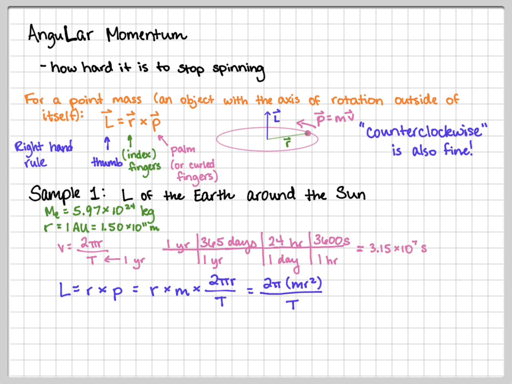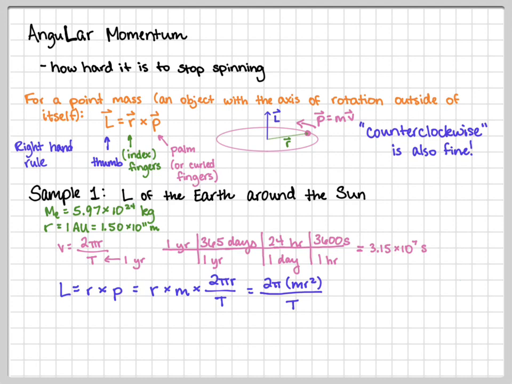And then for my velocity, I had to think about it for about 6 seconds. It takes 1 year for the Earth to complete one rotation around the sun. So if velocity is 2 pi r over t, let me convert that year into seconds. You can see my dimensional analysis there. And then we start plugging in. So it's r times p, which is r times m times v, which is 2 pi r over t.